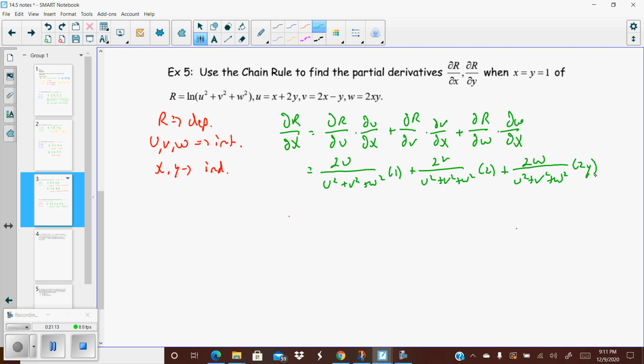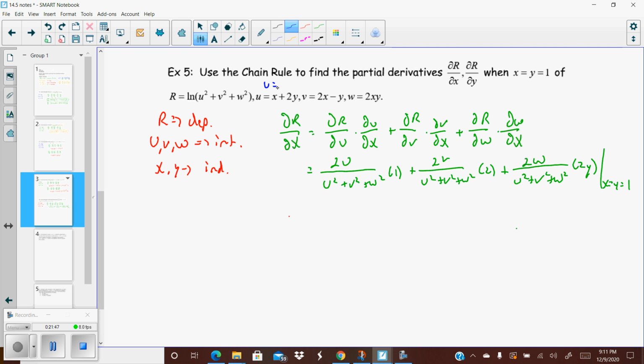All right, so in order to go ahead and evaluate this, because I want to evaluate this when x equals y equals 1, I can do it in multiple ways. I can either figure out what the u, v, and w values are, which is probably going to be easier here, and plug those in, or I can plug all the x's and y's in for u, v, and w and do it that way. I think I'm just going to figure out what u, v, and w are based upon the fact that x and y are 1.